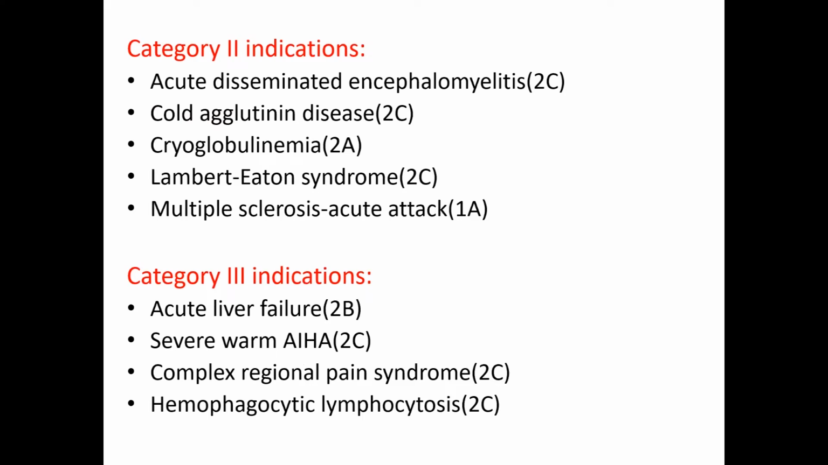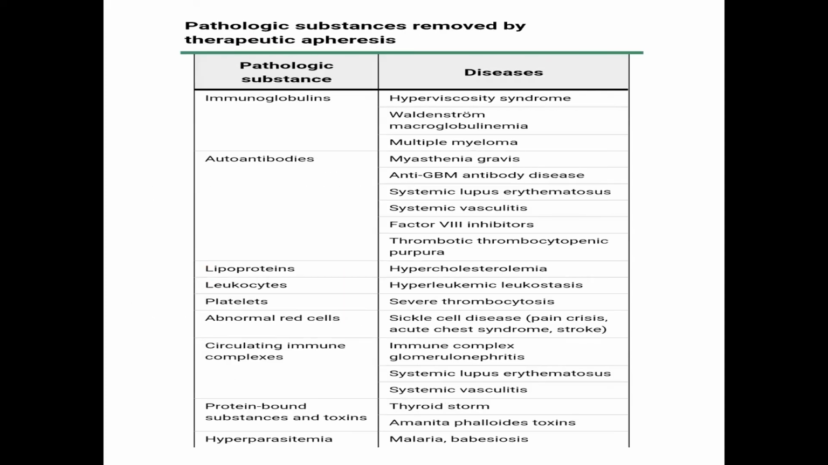So in this context, I want to add that in sepsis, there is no recommendation, and according to the sepsis guideline, it comes under category 3. So this is a wonderful slide depicting the role of therapeutic plasma exchange in different diseases, and what are the pathological substances we commonly remove. This slide is important for exam purposes.